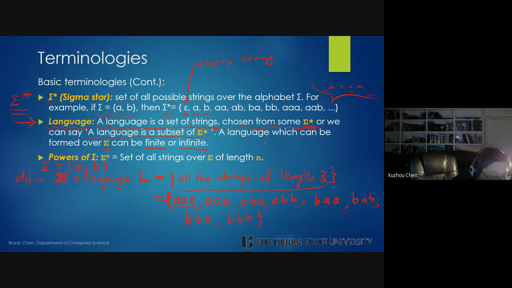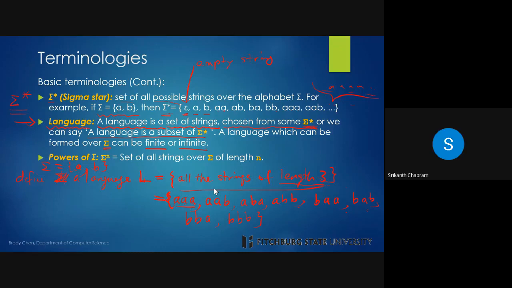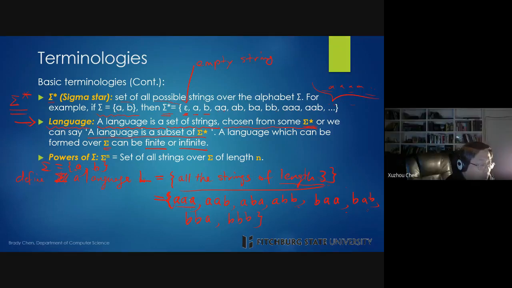Did I miss any strings in that language? Because it's strings of length 3, we list all the strings of length 3. That's the language I defined. Did I miss anything? Any string I missed? No. Okay, that's all the strings of length 3 from the alphabet A and B. So this is a finite language.